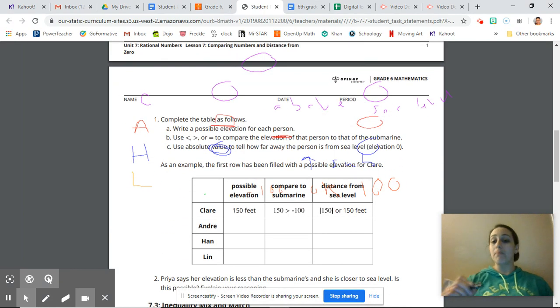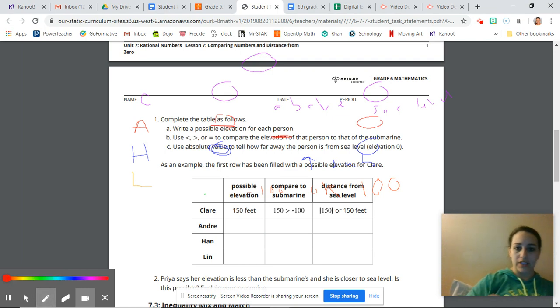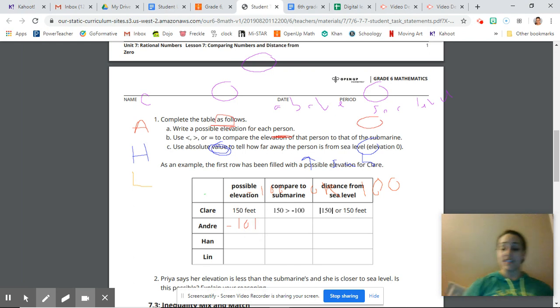So there's multiple correct answers here. It's not just a one and done kind of answer. So I was using red for Andre, so I'm going to try and stick with red here. So a possible elevation, well, we could say he's at negative 101. That's going to be deeper or further below, lower in the ocean than the submarine was.